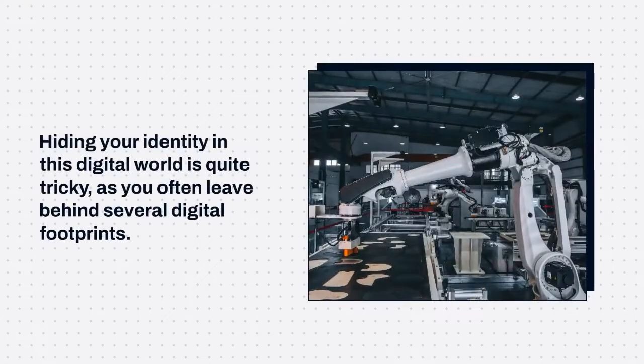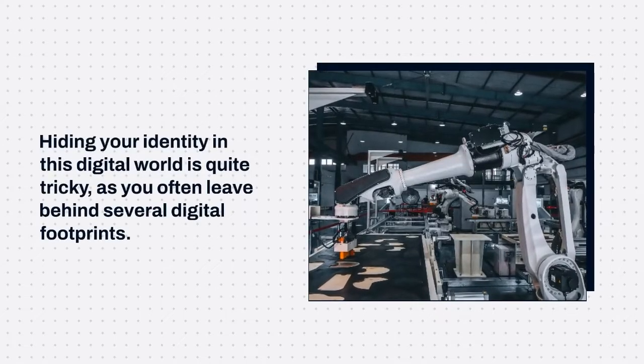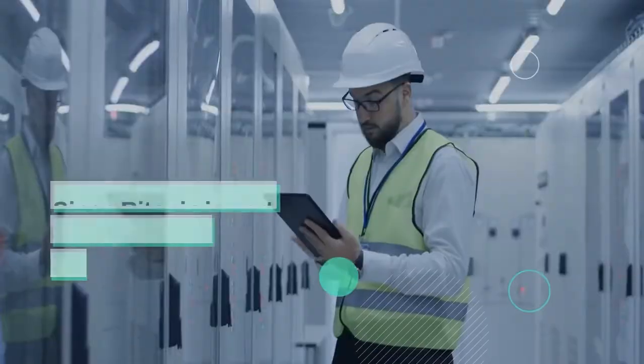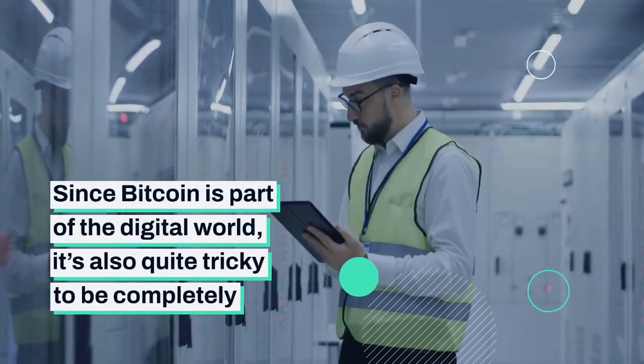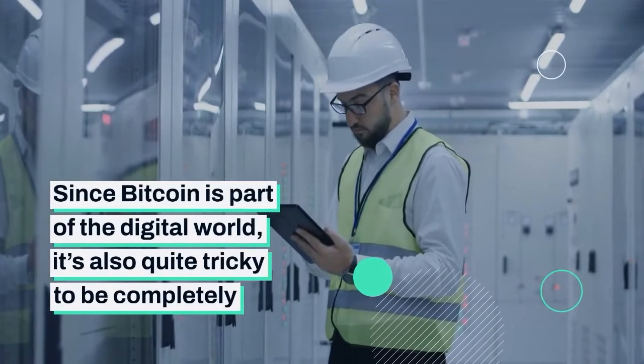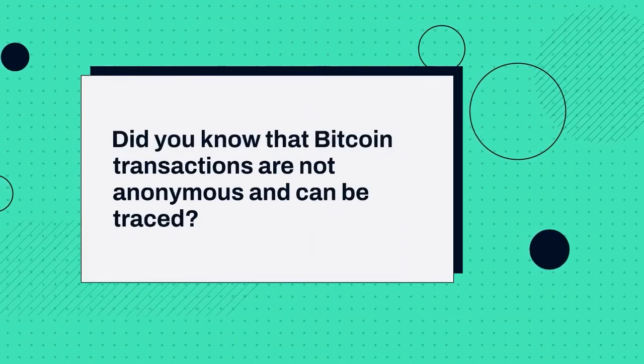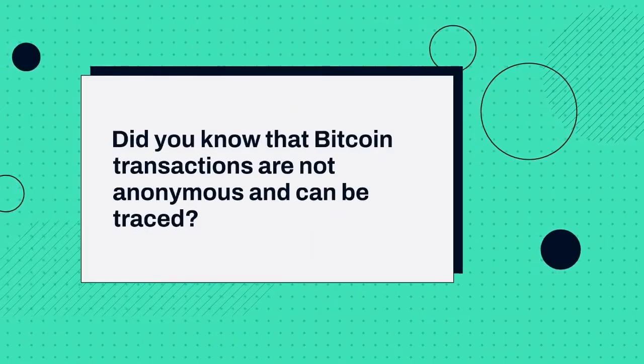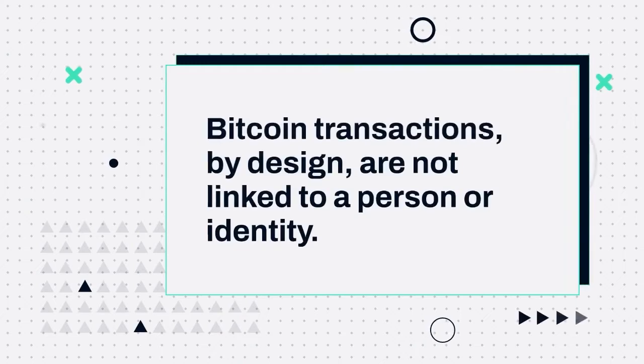Hiding your identity in this digital world is quite tricky, as you often leave behind several digital footprints. Since Bitcoin is part of the digital world, it's also quite tricky to be completely anonymous when using this cryptocurrency. Did you know that Bitcoin transactions are not anonymous, but pseudo-anonymous, and can be traced?